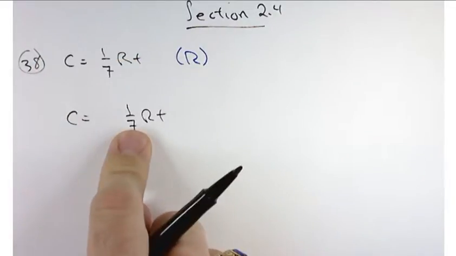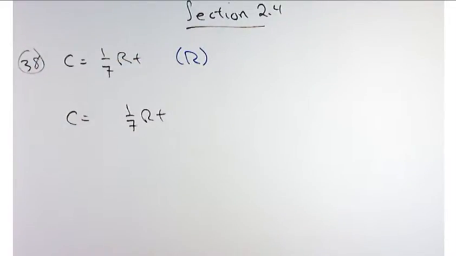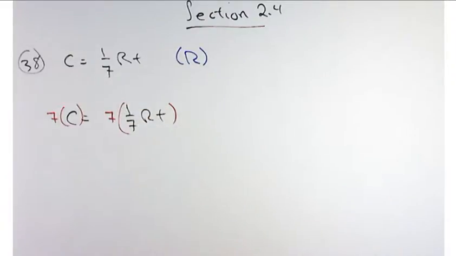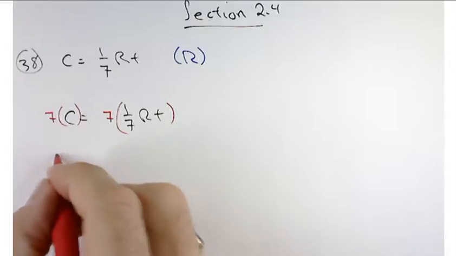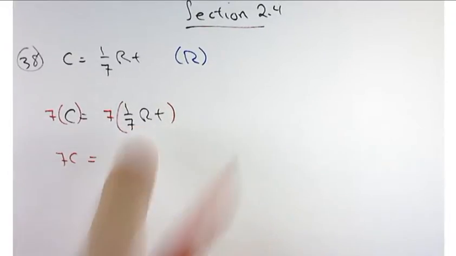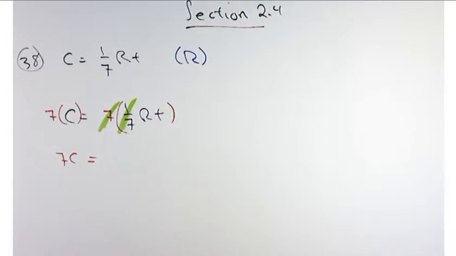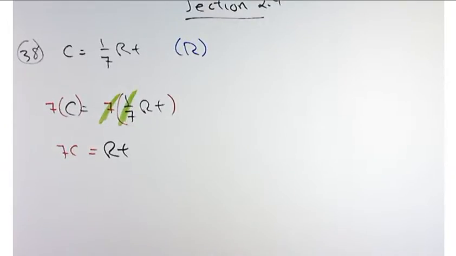All right, what's the reciprocal of 1/7? 7. 7 is also the lowest common denominator. So we'll multiply both sides by 7. On the left-hand side, I get 7c. How do things simplify on the right-hand side? The 7 and 7 cancel, so what's left? RT. Almost sounds like a character from a Star Wars movie. RT is left on the right-hand side.